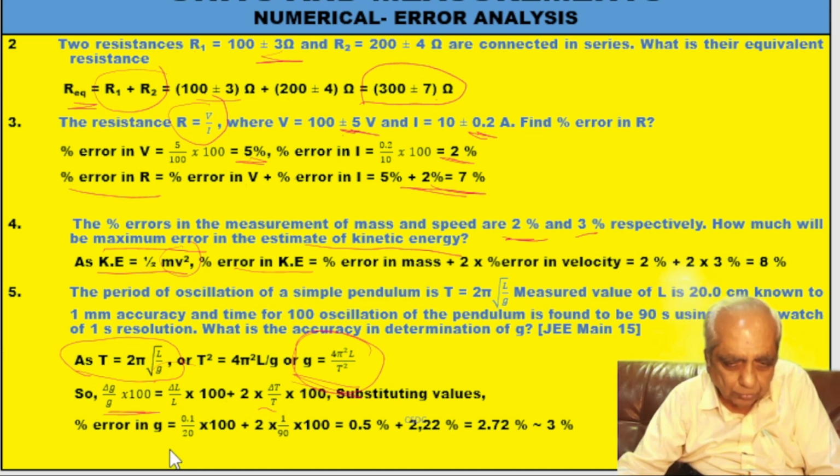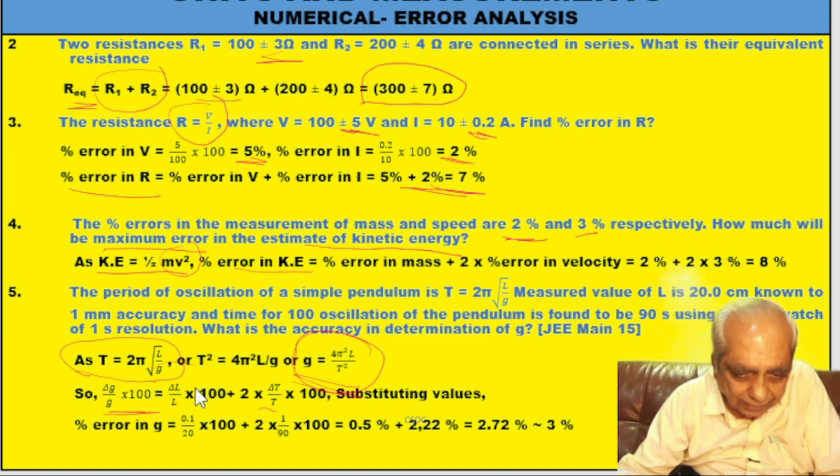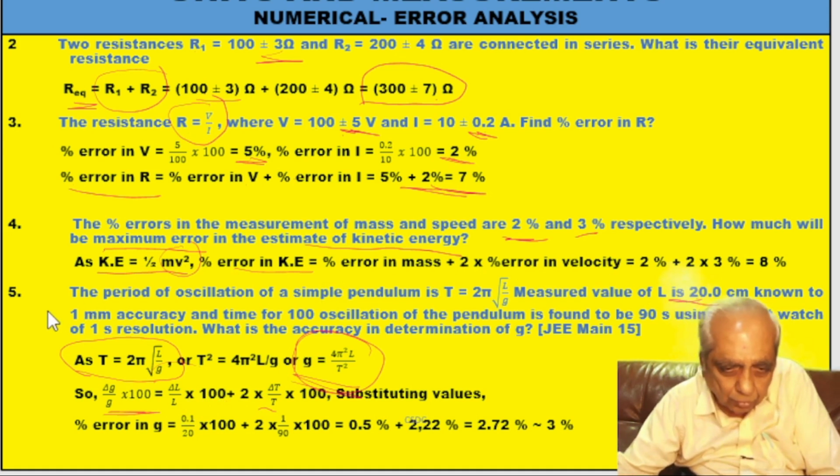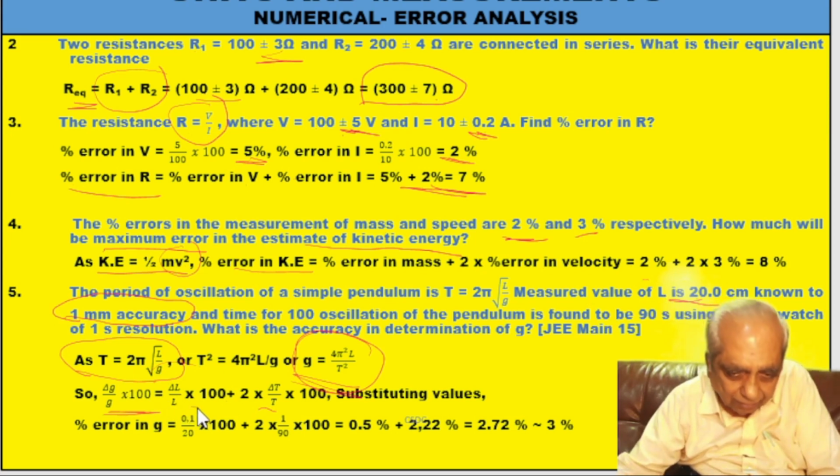Now when I substitute the values, you see how to substitute the values. Delta L upon L. So how to get delta L upon L? He says the measured value of length is 20, and it is known that there is 1 millimeter accuracy. So accuracy is given to be 1 millimeter, meaning it is 0.1 centimeter. So accuracy in length is 0.1 centimeter and I am measuring 20. So my fractional error would be 0.1 upon 20. This is a very important step. Delta L upon L is 0.1 upon 20.